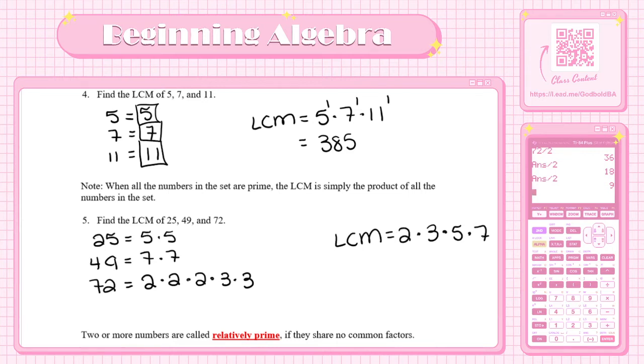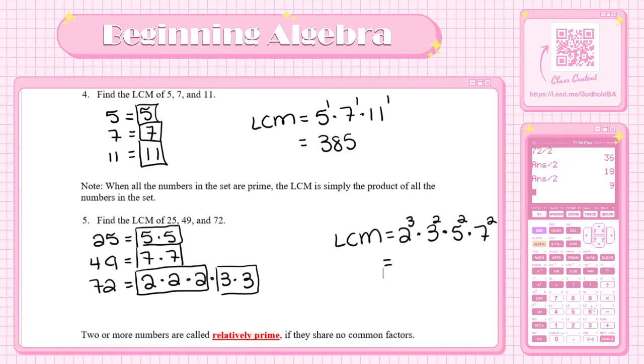Who has the most 2's? 72 does. And I'm not going to use color coding. I'm just going to use the black here. So there were 3 there, so I need 3 2's. Who has the most 3's? 72 does. It has 2. Who has the most 5's? 25 does. So we're going to take all of the 5's from 25. And who has the most 7's? 49. So I'm going to take the 2 7's from there.